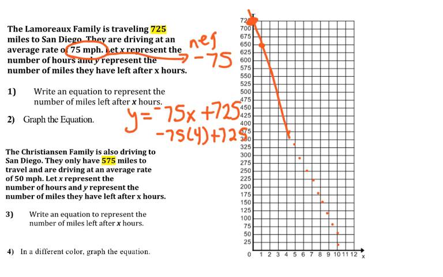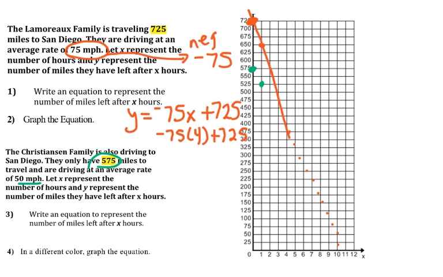So then the second part of this question, the Christensen family is also driving to San Diego, but they live closer, so they don't have to drive so far. So they only have 575 miles to travel. So what does that tell us about them? It tells us that they're going to start right there. Now they're going to drive 50 miles per hour, so they're driving slower. So if they drive for 1 hour, they're only 50 miles closer than from when they began.